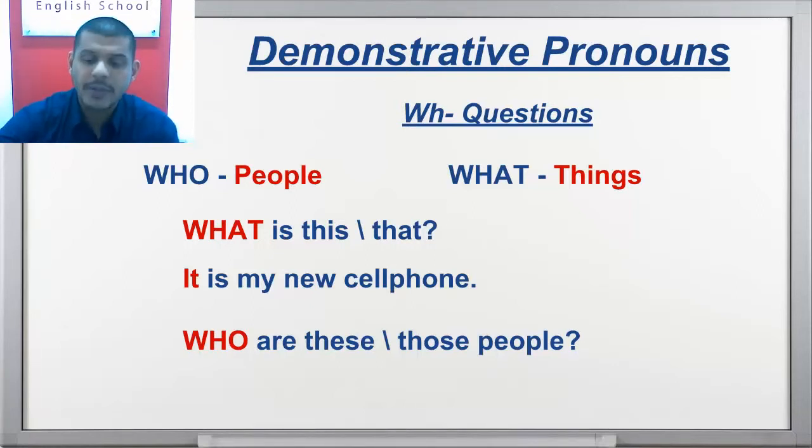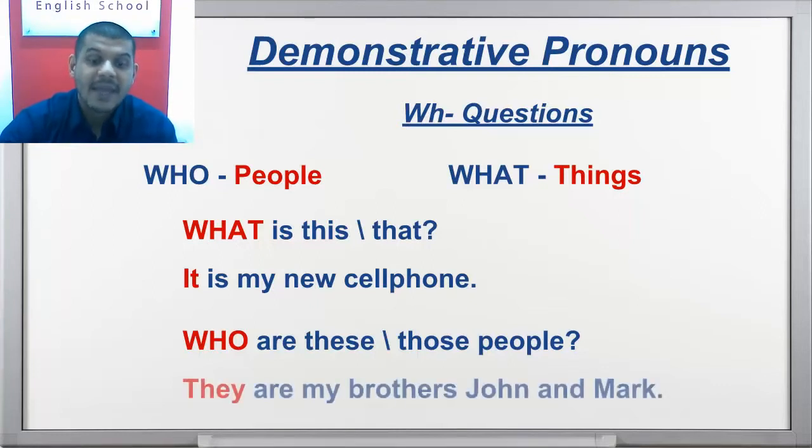And the answer, how is the answer? Who are these people? Who are those people? They are my brothers, John and Mark, okay? Again, they are my brothers, John and Mark. So in the plural, when I answer the question, I need to use they, okay? They are, of course, okay? So in the singular, it is. In the plural, they are, okay?